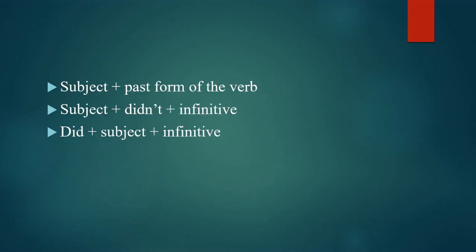How do we make simple past? We use subject plus past form of the verb. So as I explained, the past form of the verb depends on whether we have a regular verb or irregular verb. To make a negative sentence, we use subject plus didn't plus infinitive. And for the question, we use did plus subject plus infinitive.